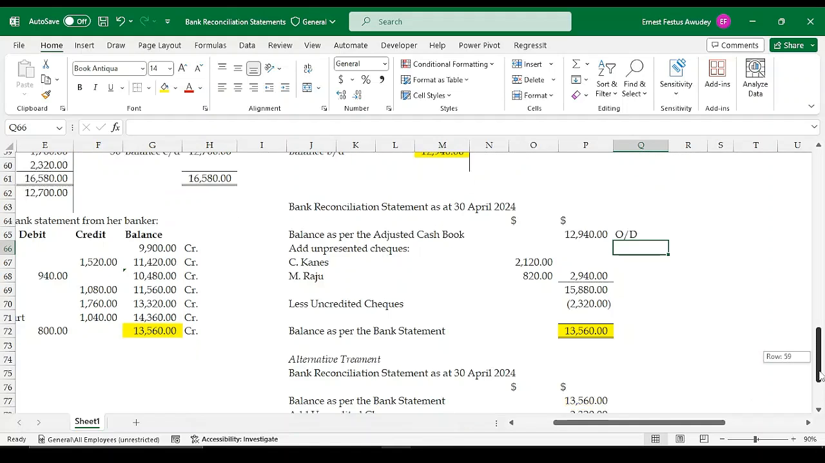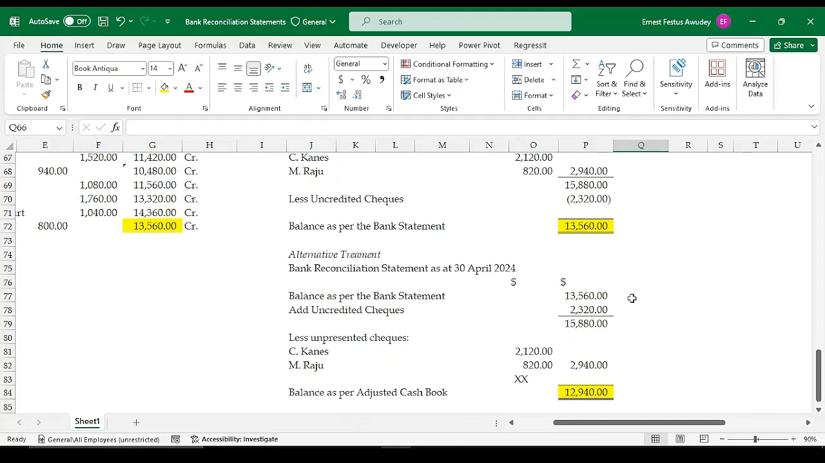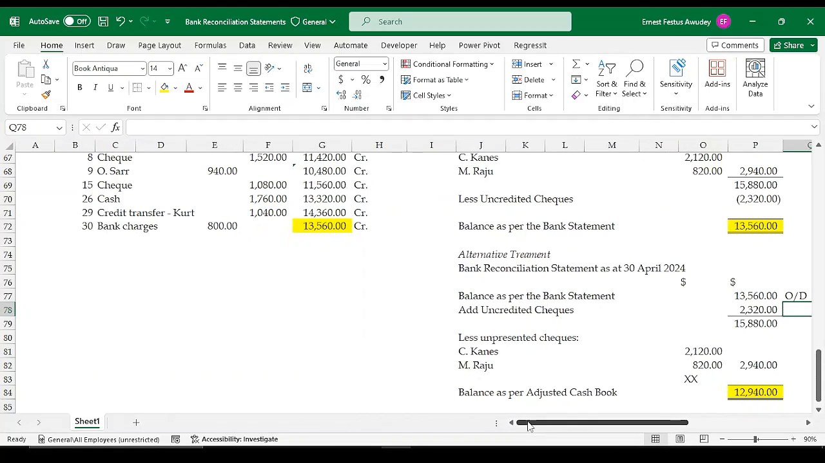The same way, if the balance as per the bank statement is an overdraft, the reverse will happen. You are going to add unpresented checks here and less uncredited checks here. So that is what you need to know. With that said, we have covered everything you need to know about bank reconciliation statements. After this video, you should be able to comfortably prepare any form of bank reconciliation that is being presented to you, both in practice and in an exam scenario.